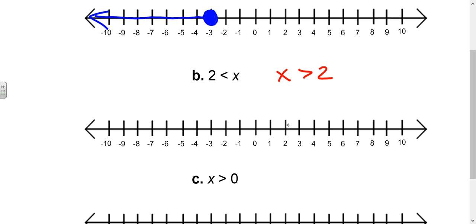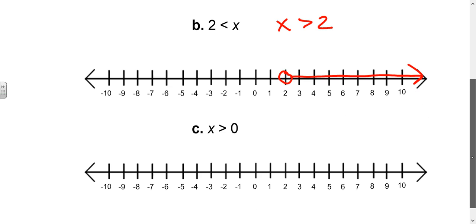Well, here's 2. And where are all the numbers greater than 2? Well, they are to the right. They're all this direction. And it wasn't equal to, it was just greater than 2. So this shows that it can be any number greater than 2. So we have to leave the circle open this time. Okay, let's try another one.